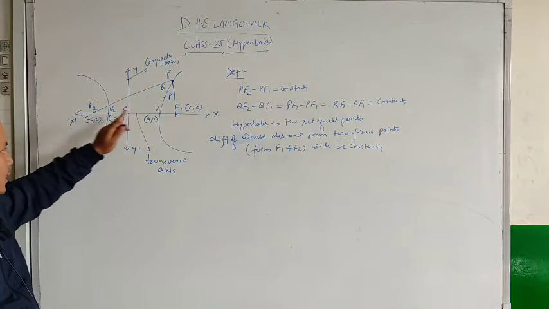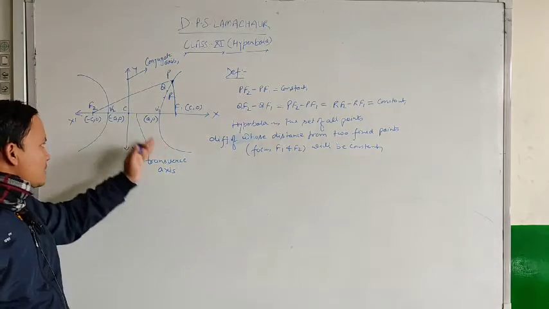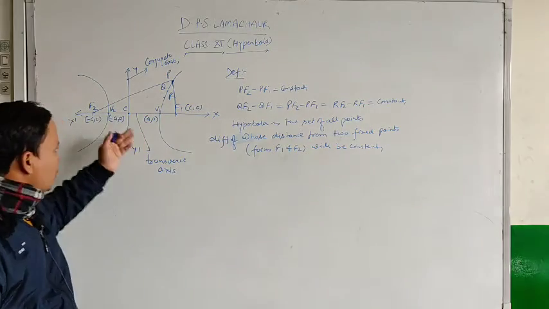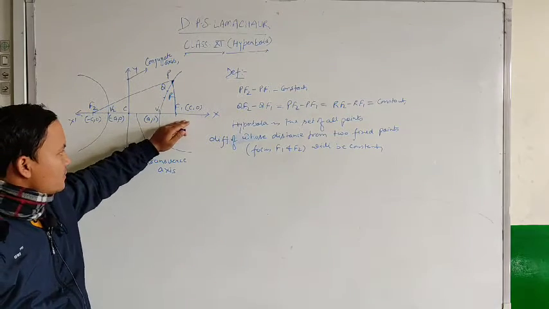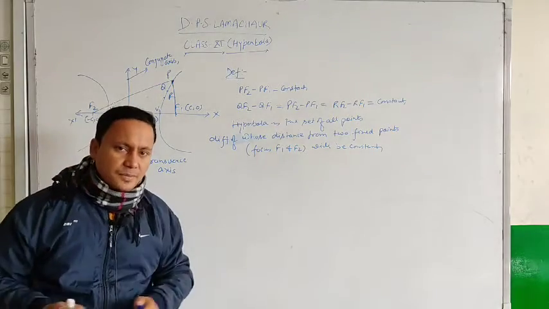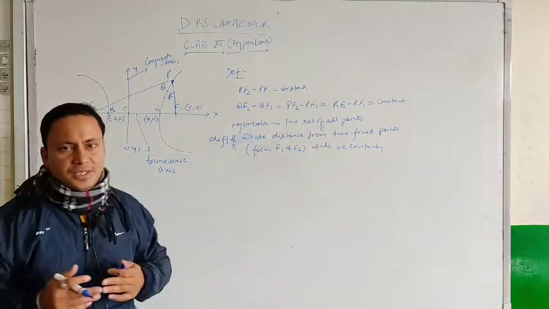V1 and V2 are the two points where the transverse axis cuts the surface of the hyperbola, known as the vertices of the hyperbola. The coordinates of the vertices will be a comma 0 and minus a comma 0, and the coordinates of the foci will be c comma 0 and minus c comma 0. So it is the basic information regarding the hyperbola. Now next we will discuss the relationship between a, b and c.